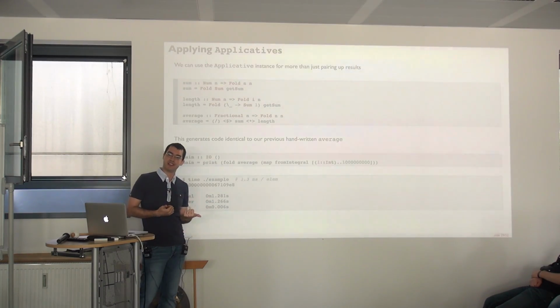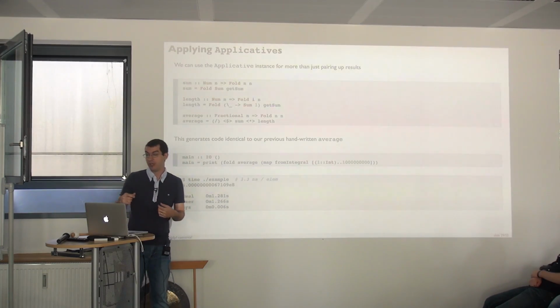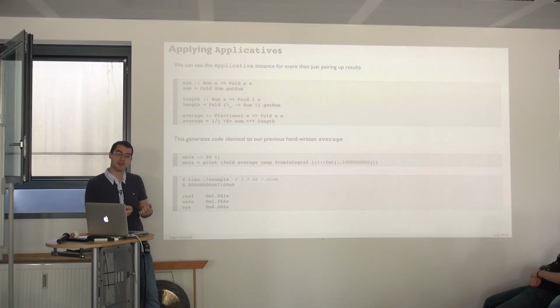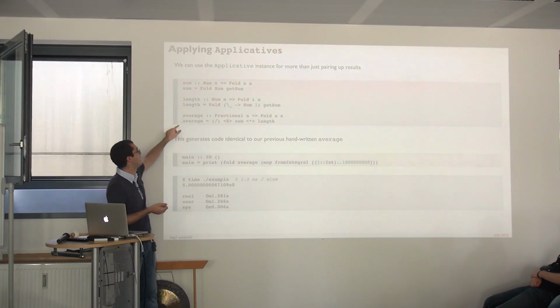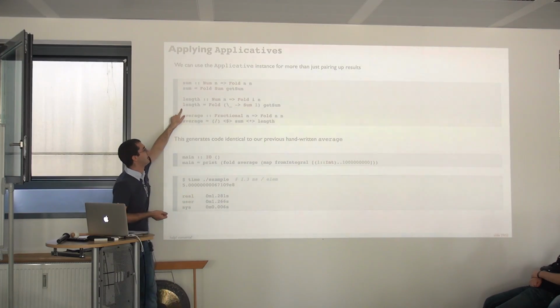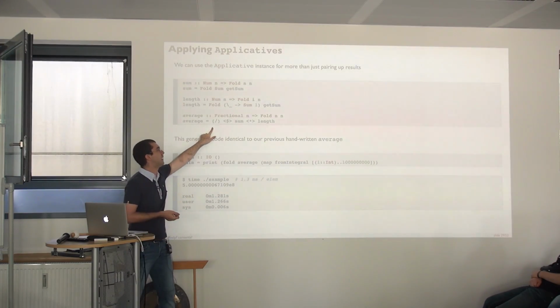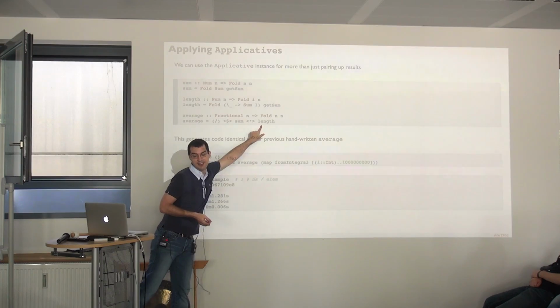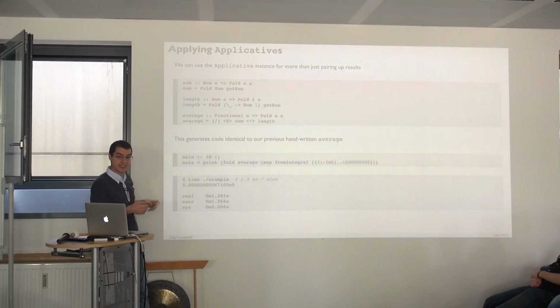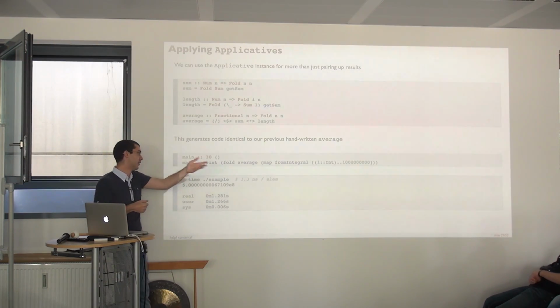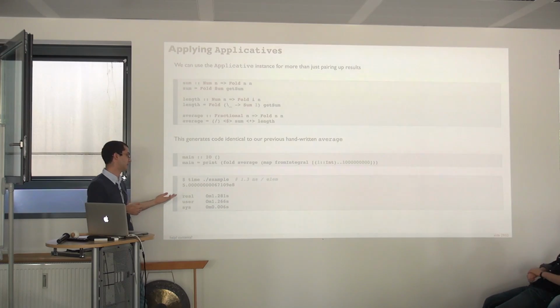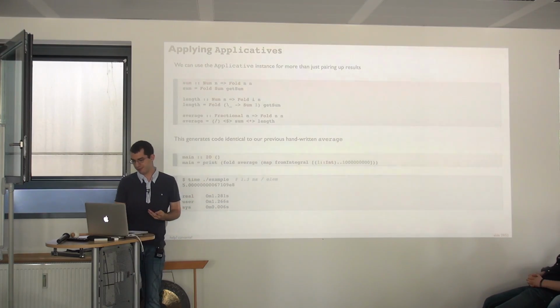And we can use this applicative instance to do more than just combining fold results. We can use it to define more complex folds from simpler folds. For example, I can now define the average fold in terms of the sum fold and the length fold. I just say divide the sum by the length, and that's your average. And the code it generates is absolutely identical to the handwritten version that I presented on an earlier slide. So if you fold all numbers from 1 to a billion, it takes the exact same amount of time and computes the exact same result.